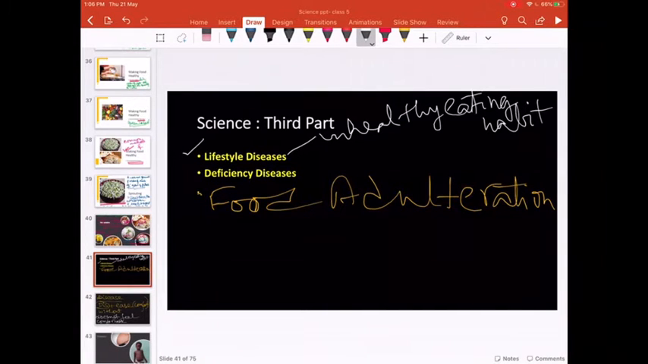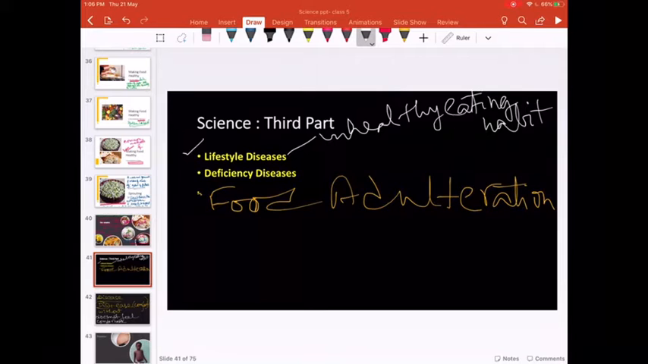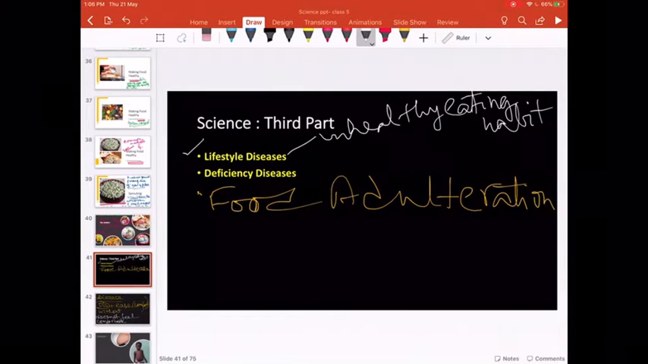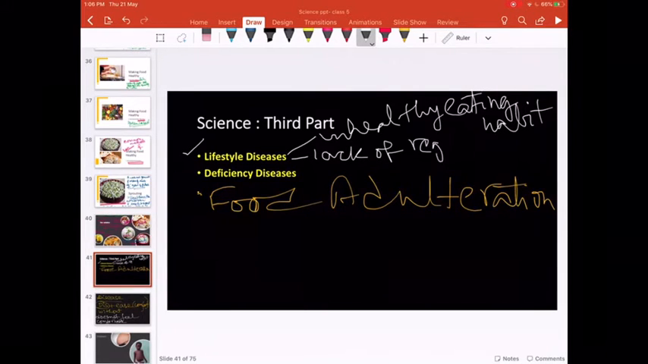Personally, I do not get chance to follow this due to my busy lifestyle, due to my busy schedule. So, most of us nowadays do not take care of our eating habit, and we follow unhealthy eating habit. Next, irregular or lack of exercise. Lack of regular exercise.